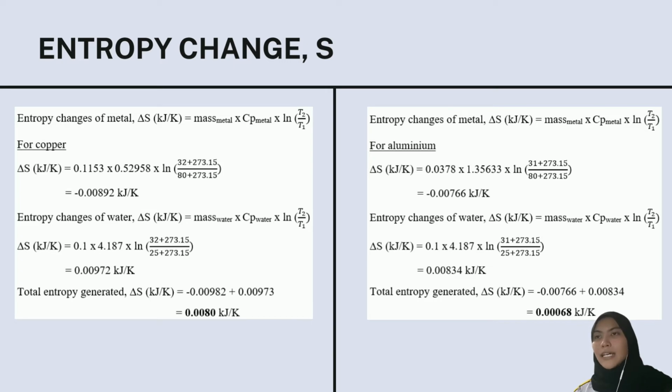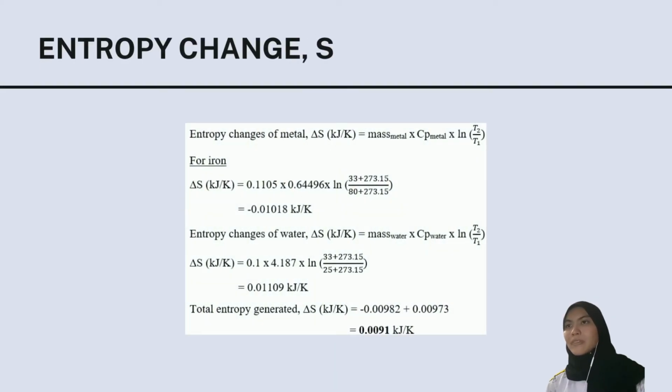The same formula is used for aluminium and iron. For aluminium, the entropy change is negative 0.0766 and the entropy change for water is 0.834. And the total entropy generated would be 0.00066 kJ per kilogram. And for iron, the entropy change calculated is negative 0.01018 kJ per kilogram, and the entropy change of water is 0.01109 kJ per kilogram. Therefore, the total entropy generated is 0.0091 kJ per kilogram.